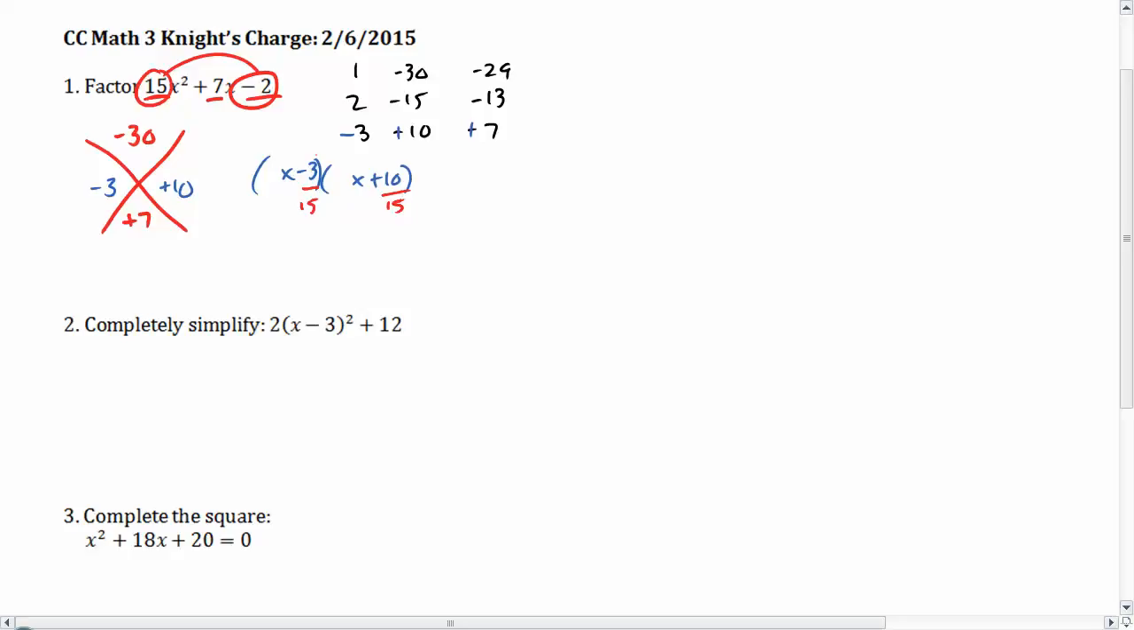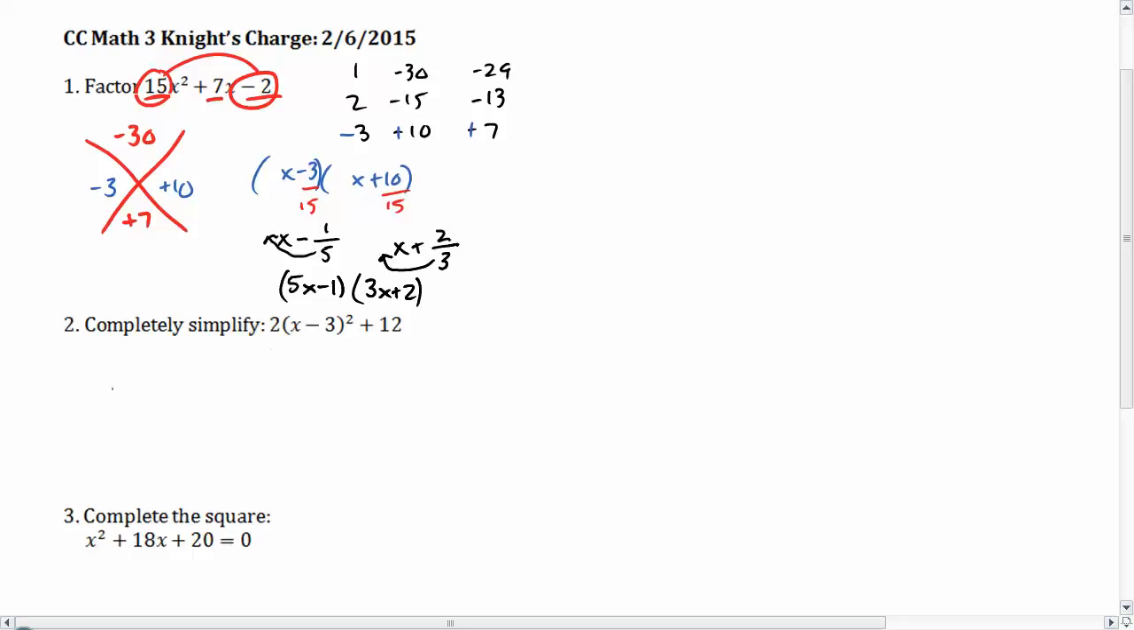Okay, so the first one, top and bottom, both divide by 3. That's going to give you x minus 3 divided by 3 is 1. 15 divided by 3 is 5. Then this will slide up front, and so you'll have 5x minus 1 as your final answer. Your second one, top and bottom, divides by 5. So x plus 10 divided by 5 is 2. 15 divided by 5 is 3. And then slide that 3 up in front. So 3x plus 2. And then you're done.